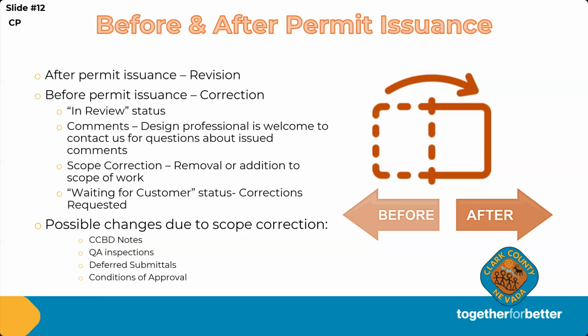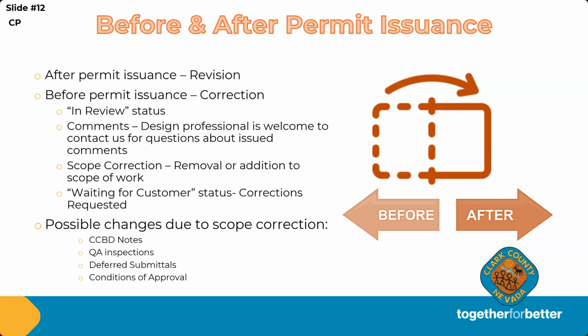A scope correction, as I said, before the permit is issued, is the right time for you to add minor additions or minor removals. I've been getting a lot of phone calls lately about, hey, I uploaded this addendum to this geotechnical report a couple of weeks ago. What's going on? Why haven't I heard anything? And then when I go to the Citizen Access Portal, which is the same system you use for uploading documents, I see that we're still waiting for customer.